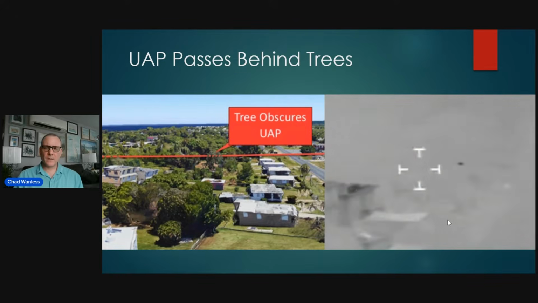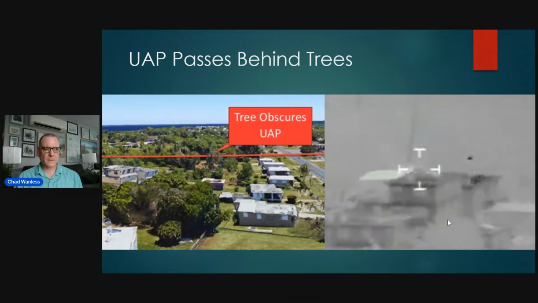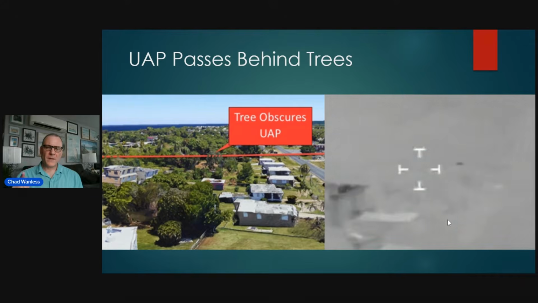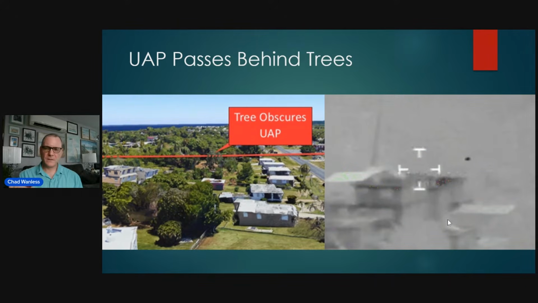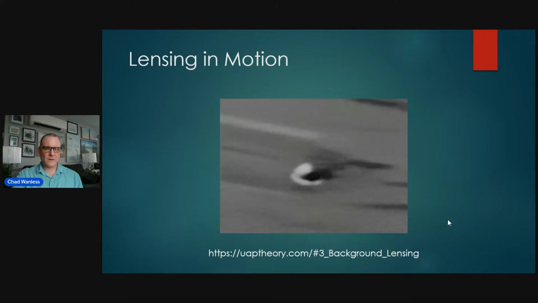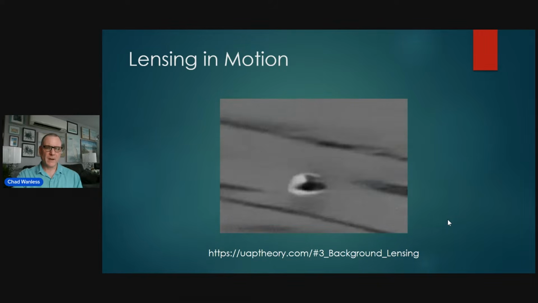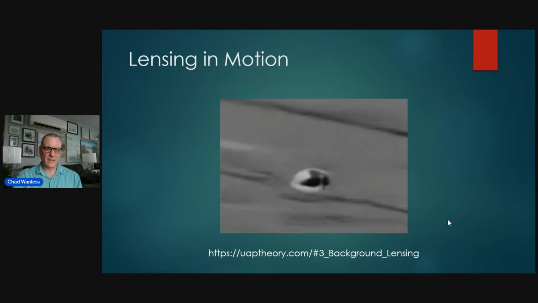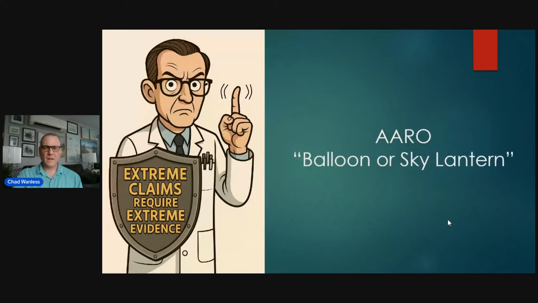Now, there's this argument that it was a balloon or sky lantern in parallax. But here, there's a set of trees. You can see it passing behind in the animated GIF. And there's another blown up example of it changing the background as it moves past and in front of. There's a dark line feature that clearly deforms. So Arrow in November 2024 had said this was a balloon or sky lantern.